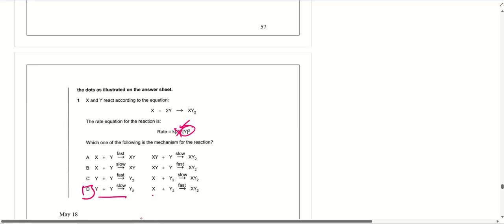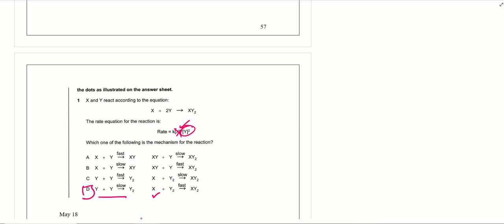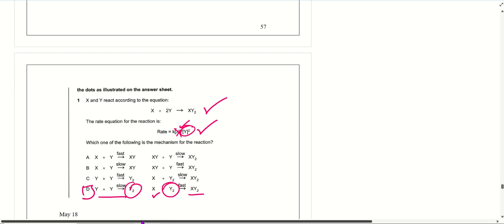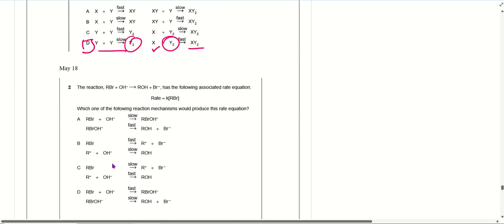And we have 1X then reacting here, that's fine. We have this Y2 being made here but being used up here to give us XY2. So everything correlates with the rate equation, everything correlates with the stoichiometric equation. The answer has to be D.